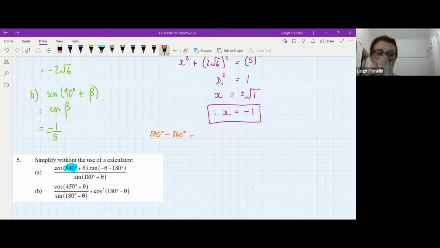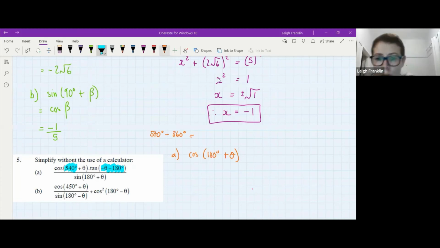Exactly, we end up with 180. So what we're allowed to do is write this as the cos of 180 plus theta. Now we see something else that we haven't seen before either: minus theta minus 180 degrees. There's two ways in which we can look at something like that.